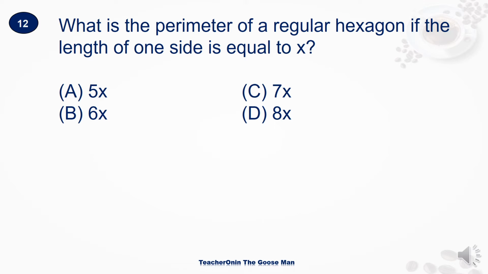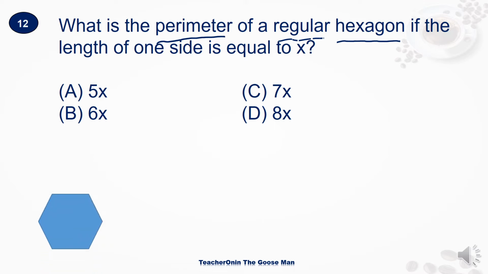What is the perimeter of a regular hexagon if the length of one side is equal to x? There are three things that we need to unlock here. We will talk about the terminologies that we need to understand. The first one is the word perimeter, then the word regular, and we also have the hexagon. Perimeter is the distance around the polygon, while regular means all sides are equal, and hexagon means it is a six-sided polygon.